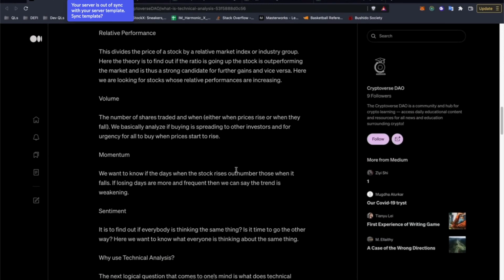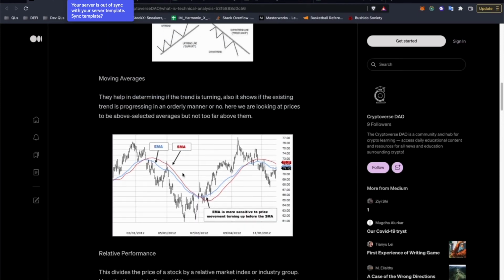So that's volume. Let's talk about momentum. We want to know if the days when the stock rises outnumber those when it falls. If losing days are more and more frequent, then we might say that the trend is weakening. That makes sense. Momentum, again, what it says on the box. Now you know about support and resistance. You know about bouncing off of levels. You know about exponential moving averages, this, that, and the other.